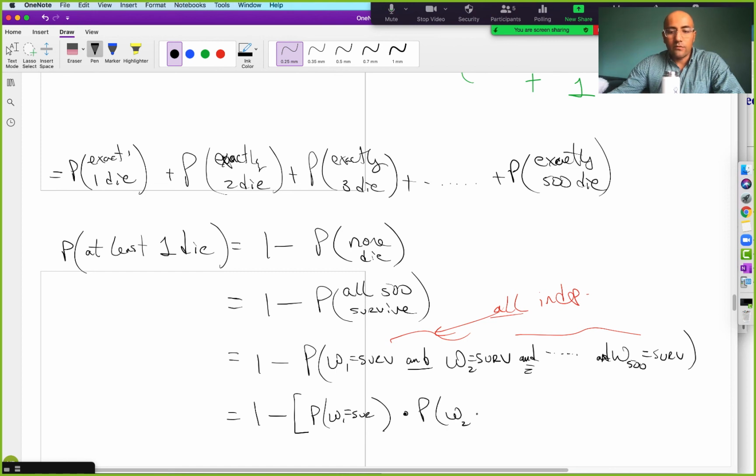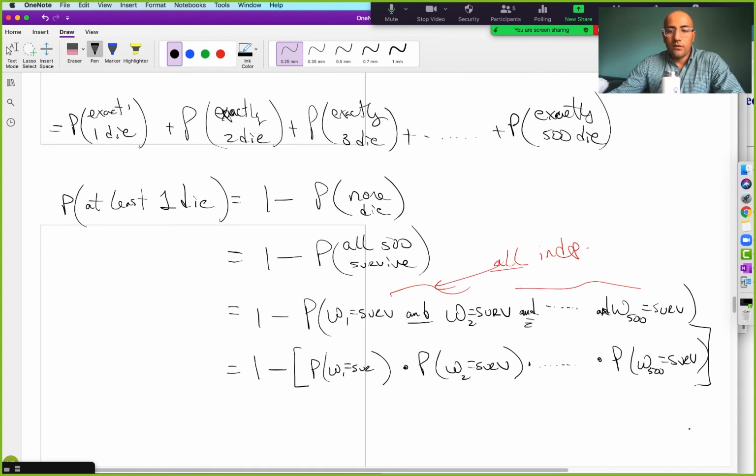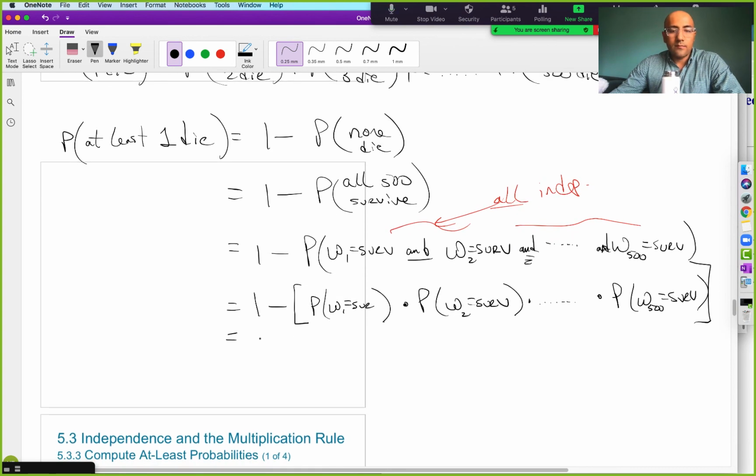Probability that woman 2 survives, times dot, dot, dot, dot, dot, dot, dot, dot. And then the last one is the probability that woman number 500 survived. Good. Luckily, they're all the same decimal. So this is going to be 1 minus 0.99186 to the power of 500. Right? We multiply this by itself 500 times. That'll give us our decimal. And then 1 minus that is the probability that at least one of the 500 women will die.